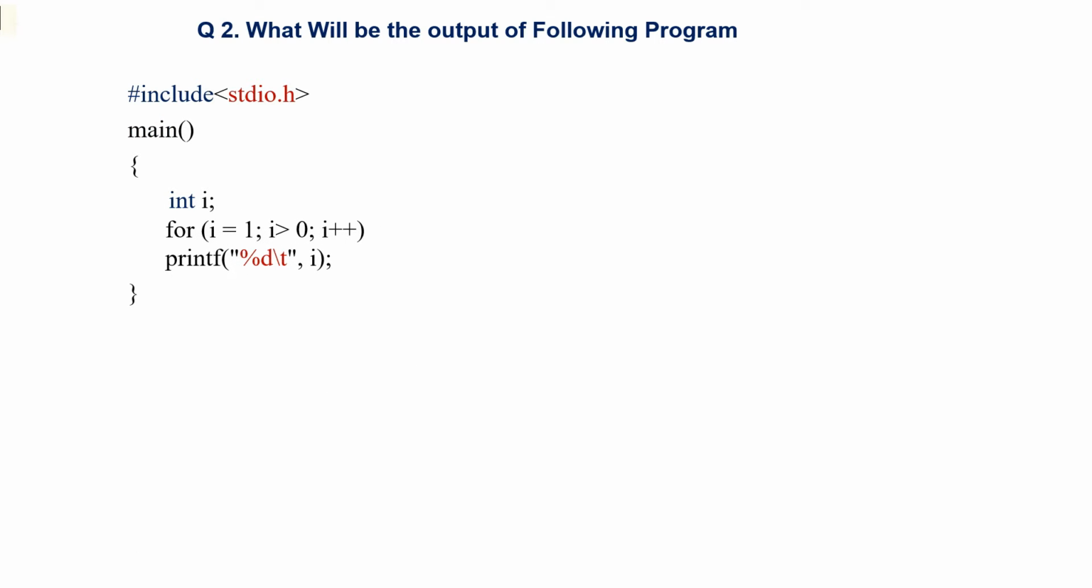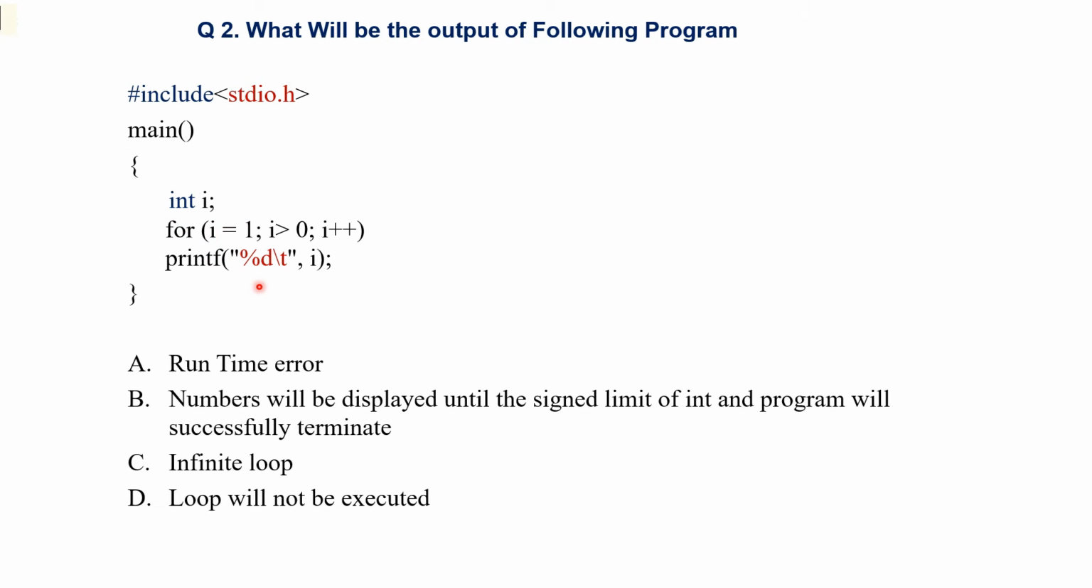So let us consider our next question where you have to tell the output of this program. Here a very simple loop is given. I suggest you to pause the video for some time and try to guess the output of this loop. And these are the options from where you have to select one correct answer. So let us see what output this loop will generate.